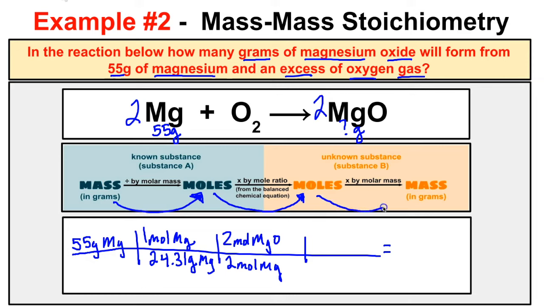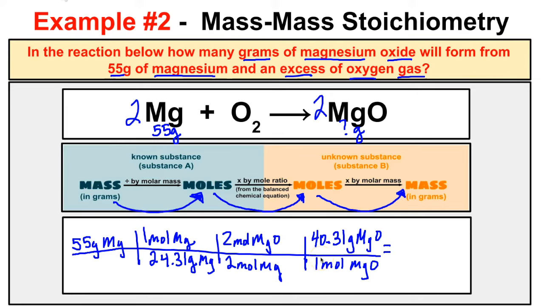And last but not least, we are trying to figure out the mass in grams of this unknown substance. So what we now have to do is multiply by the molar mass of magnesium oxide. The molar mass of magnesium oxide, if you have your periodic tables out and your calculators, is going to end up being 40.31. 40.31 grams of MgO for every mole of MgO.